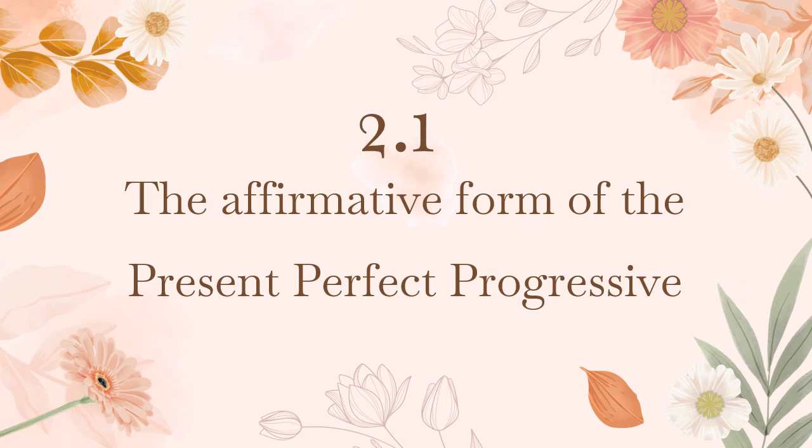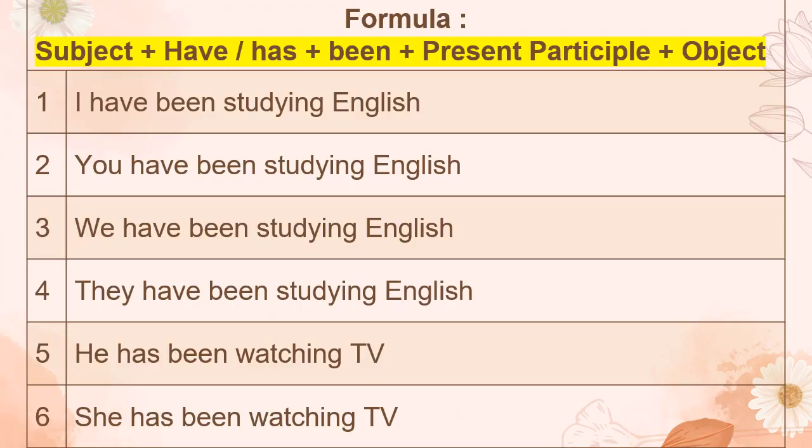The affirmative form of the present perfect progressive. The formula to make the sentence is subject plus have or has plus been plus present participle plus object. For example, I have been studying English.